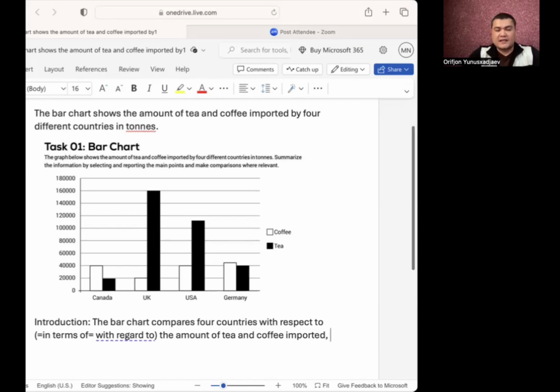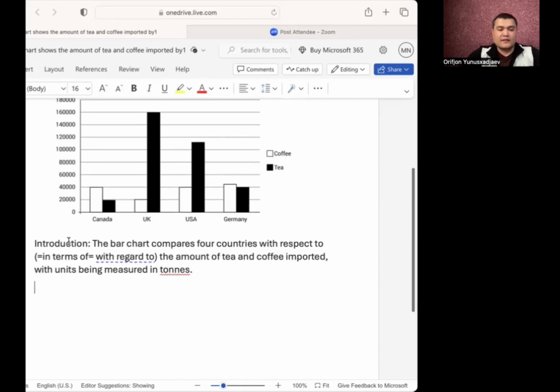And the expression I'm about to write right now here is a very useful one. You can use it in your own essay. So, with units being measured in tons. Which means units are measured in tons. That's it. My introduction is ready.